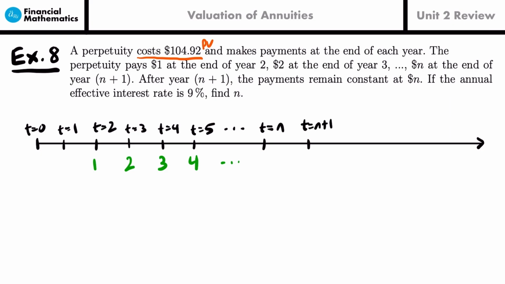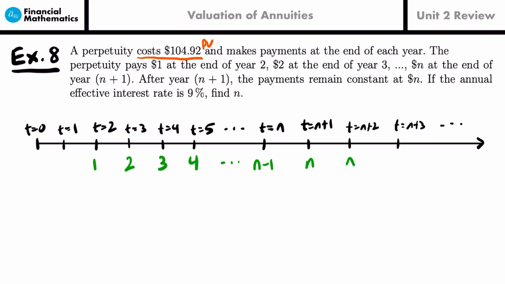All right, now at t equals n plus 1, we have a payment of n, so I'll write in n, which means that the previous payment at time n will be n minus 1. Right? Whatever this payment amount is at t equals n plus 1, the previous payment should be $1 less, so it would be n minus 1. Okay? Now, after t equals n plus 1, the payments remain constant at n dollars. So let's draw in a couple more dates here. We'll have t equals n plus 2, t equals n plus 3, and that'll be good enough.